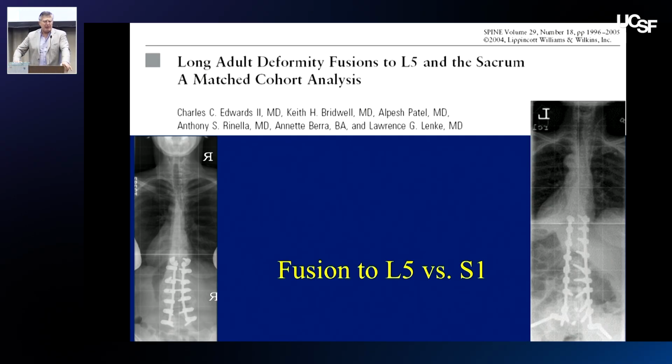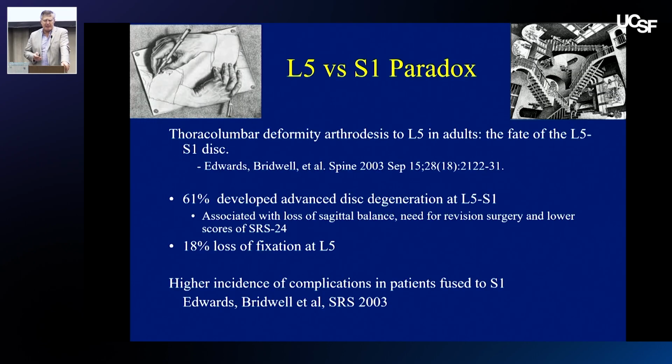This is a classic paper that was a matched cohort analysis. Actually, when I was a fellow, this paper came out. Charles Edwards and the group at St. Louis, Larry Lenke, comparing fusion L5 versus S1. And this is where I've talked for a long time about the L5-S1 paradox, right? That when we're fusing to L5, the fate of the L5-S1 disc isn't necessarily good.